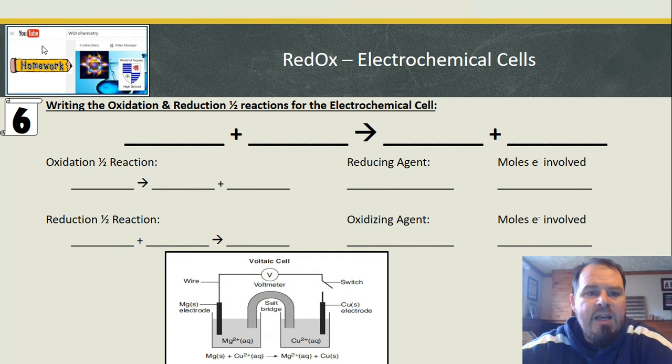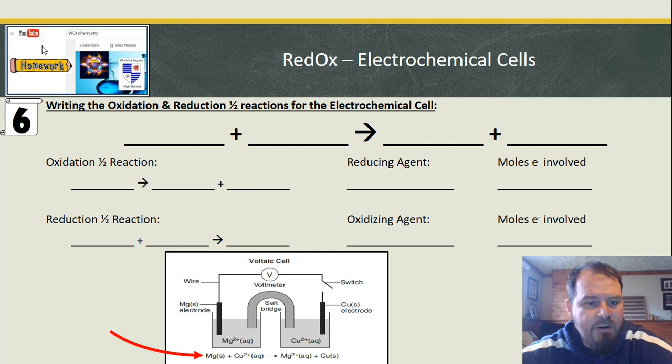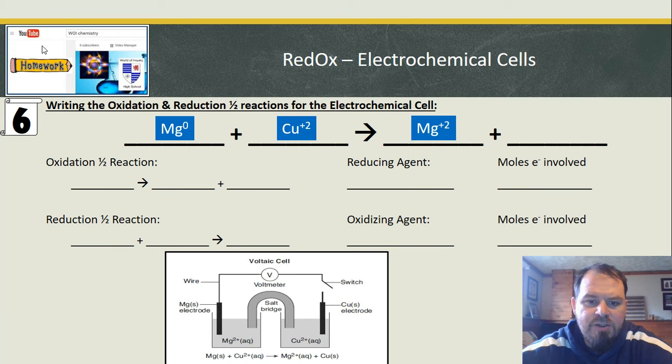Okay. Now, same picture we've been doing before, but notice at the bottom it has the whole reaction for us down here. So I'm going to use this reaction to build the half reactions and put this whole electrochemical cell together. Ready? So from down here, I see Mg solid, and Mg solid, remember, is going to have a 0 because it's just a lone element. Okay, and then I have copper +2 going to Mg +2, and then copper 0. I'm going to go ahead and put zeros on my lone elements.